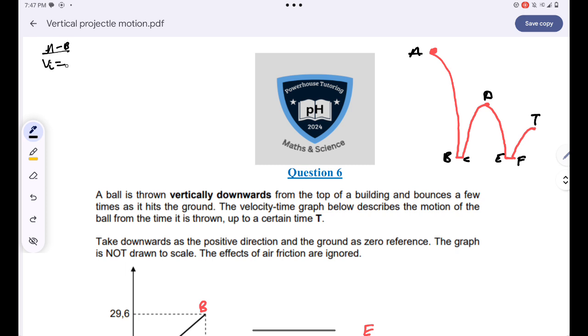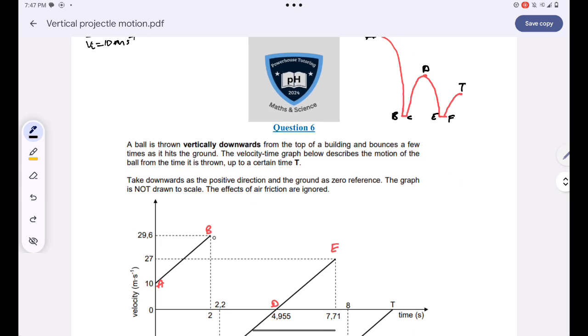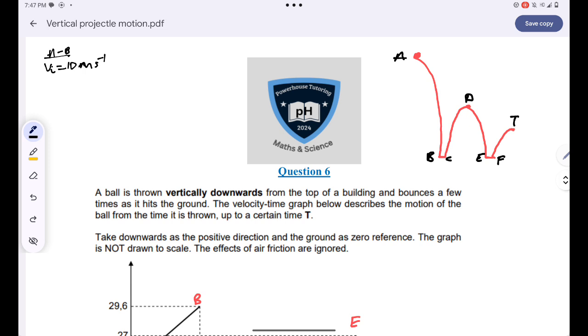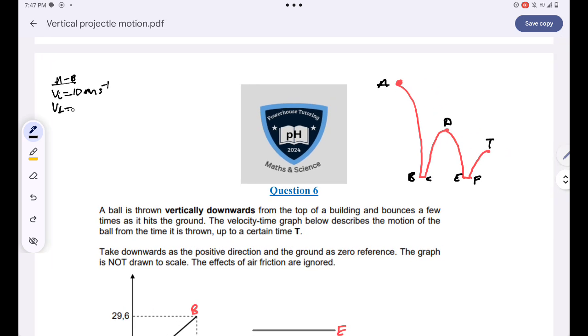The initial velocity, that's 10 meters per second. Remember that we were told to take downwards as positive, so that's positive 10 meters per second. The final velocity, the velocity of the ball at B, that's positive 29.6 meters per second. Gravity, since you are taking downwards as positive, my 9.8 will be positive as well, meters per second squared.